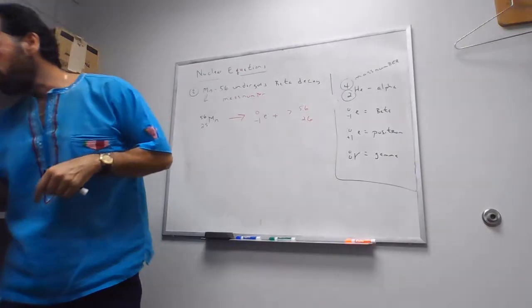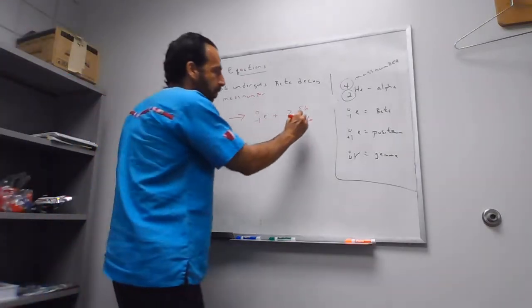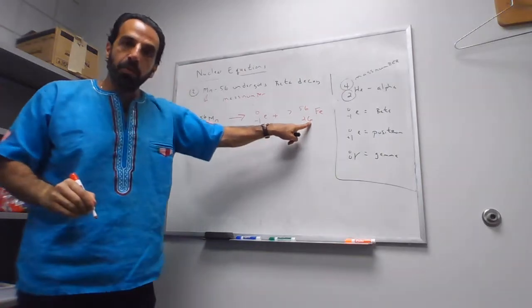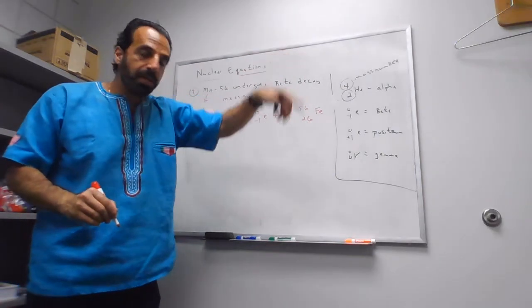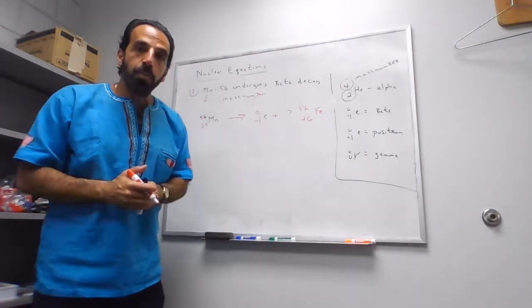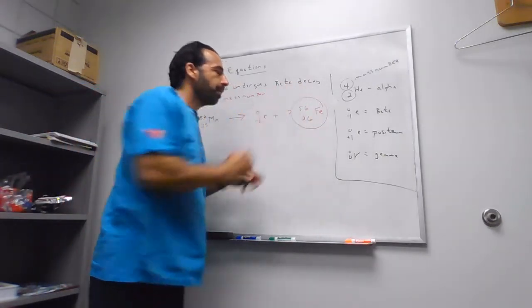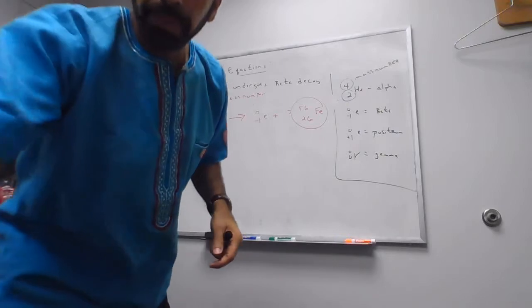With that, if you do that, 26 is actually iron. So if you get your periodic table, look up atomic number 26, which is going to be that top number in the periodic table. That's going to be iron. And so that's your final answer with that.